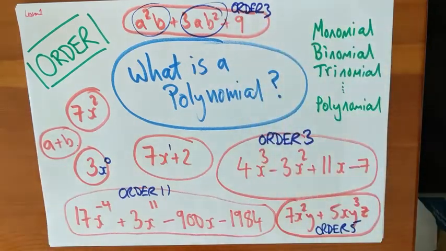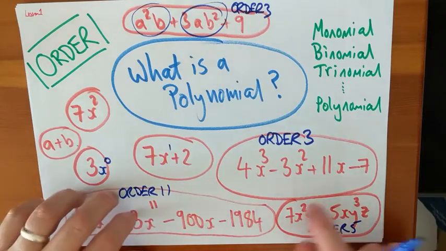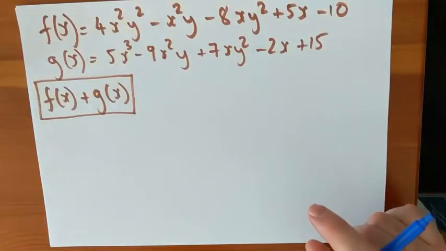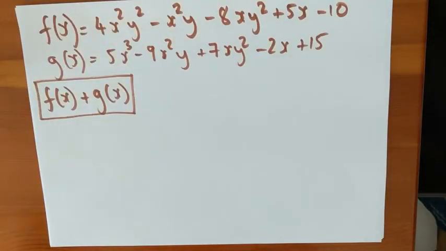It's quite useful to have a look at the order, because when we start combining these together, the order helps us to decide what can be added and what cannot be added together. Let's have a look at some addition and subtraction of these, the first step in our polynomial mission.